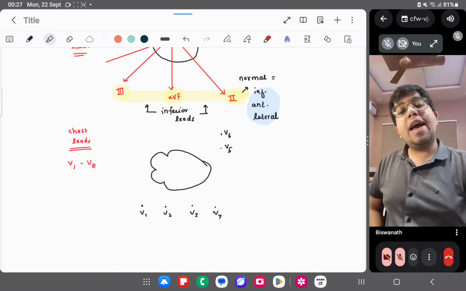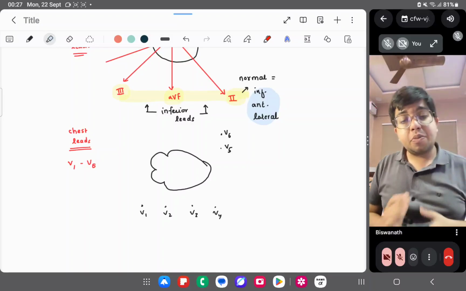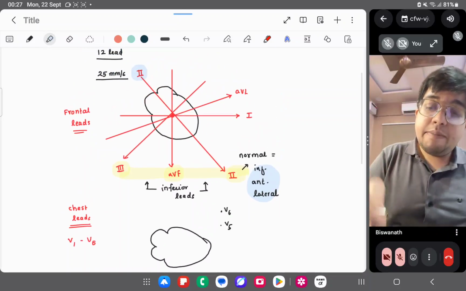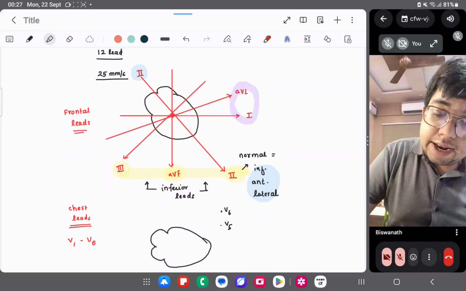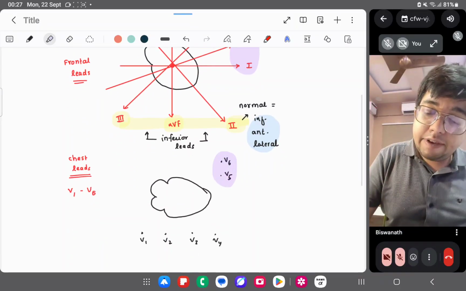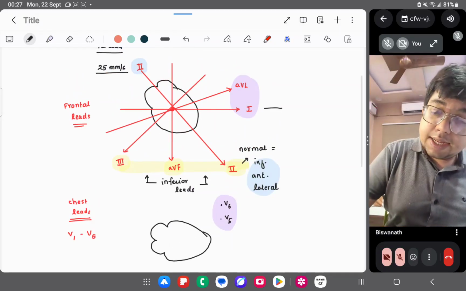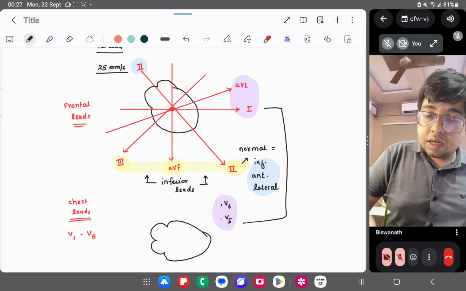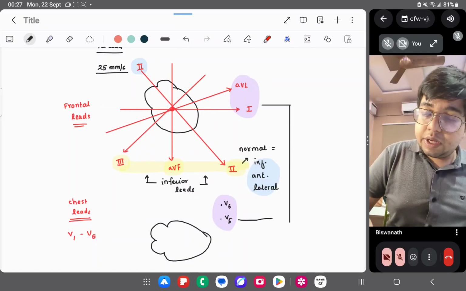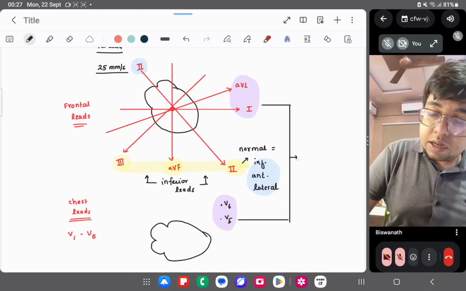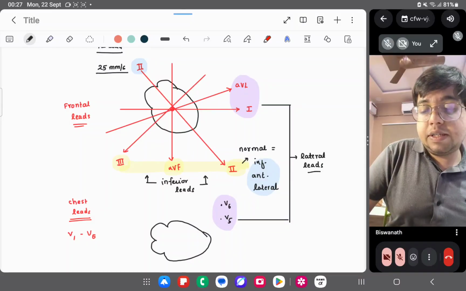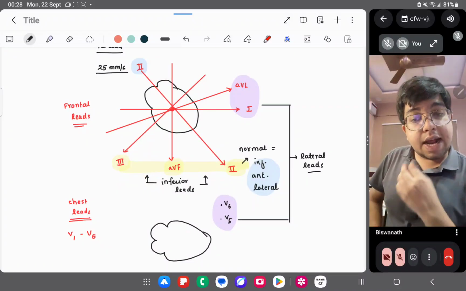Now we will have some lateral leads. We have seen the inferior leads, now we'll see the lateral leads. Remember AVL and lead number 1 along with V6 and V5. These are called lateral leads. Inferior leads are done, lateral leads are done.